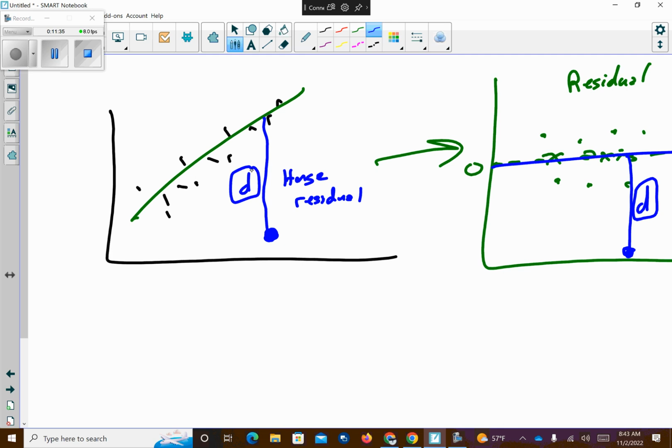Question number 2, what do we look for in a residual plot? If we see patterns, when you detect a specific pattern in a residual plot, it usually means your prediction model has room for improvement. So again, we're talking about if you're doing statistics.